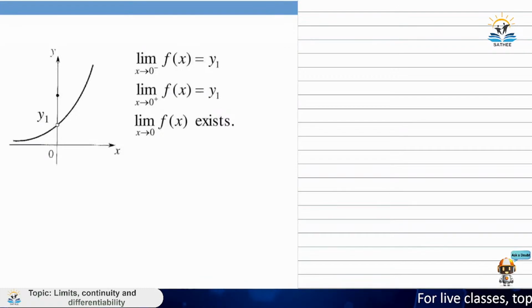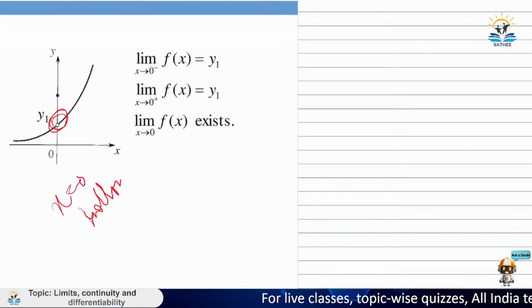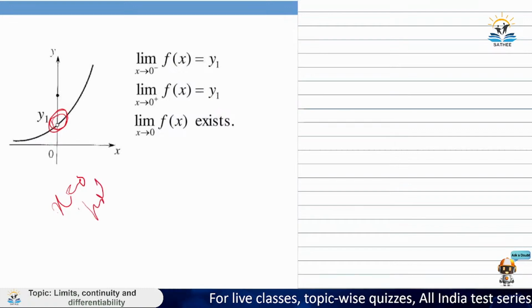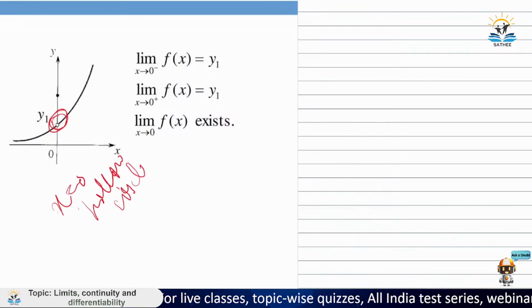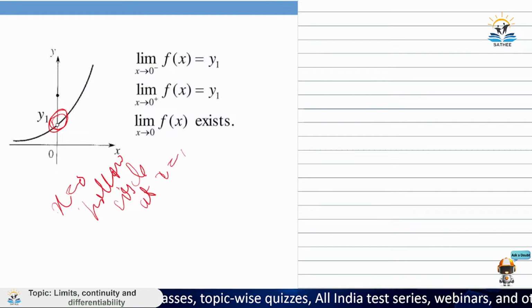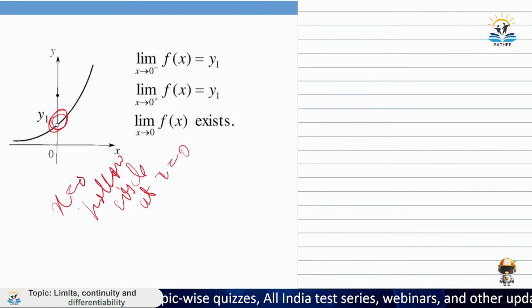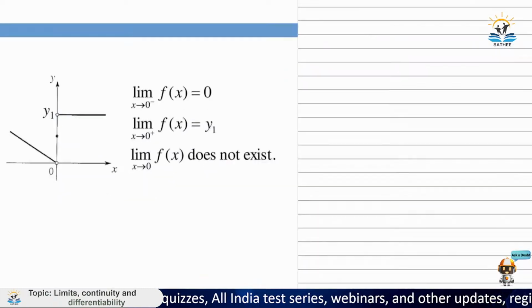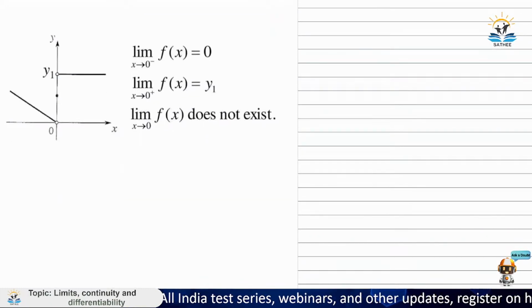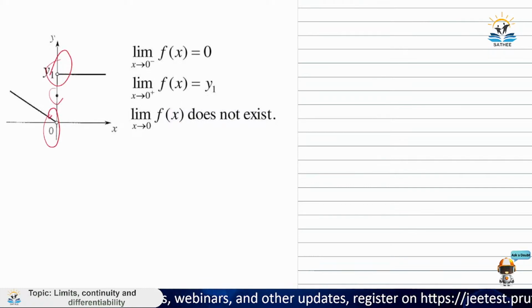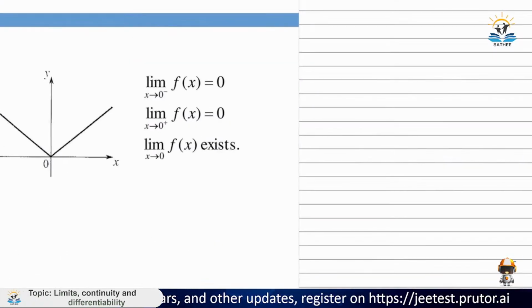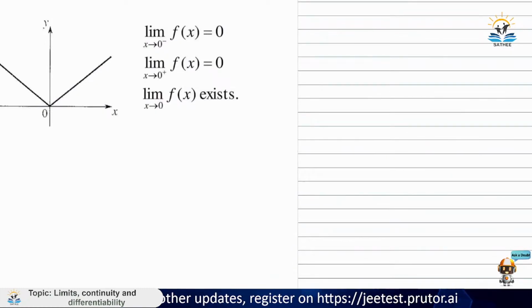Here we can see the limit exists, because even though the function is not defined at x equal to 0, you can see there is a hollow circle here. But we can see that the function is converging here. So we can say the limit exists, even though there is no defined value of f at x equal to 0. Okay, here it does not exist because there is a different value altogether. Here the limit exists because they both are converging to this point.